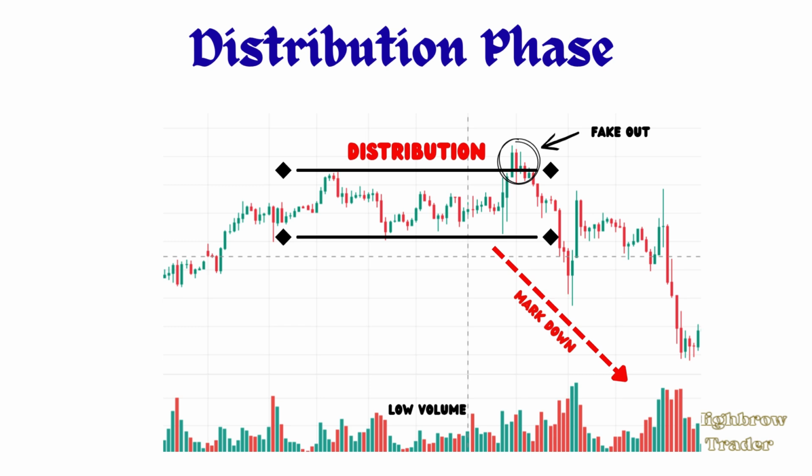Distribution is the phase where smart money begins offloading their positions. Price often moves sideways again, forming a top while momentum starts to weaken. As you can see on the screen, fake outs become common, designed to trap late buyers. Retail traders frequently mistake this for just a pullback and get caught on the wrong side. This phase is a clear signal that the uptrend may be coming to an end.